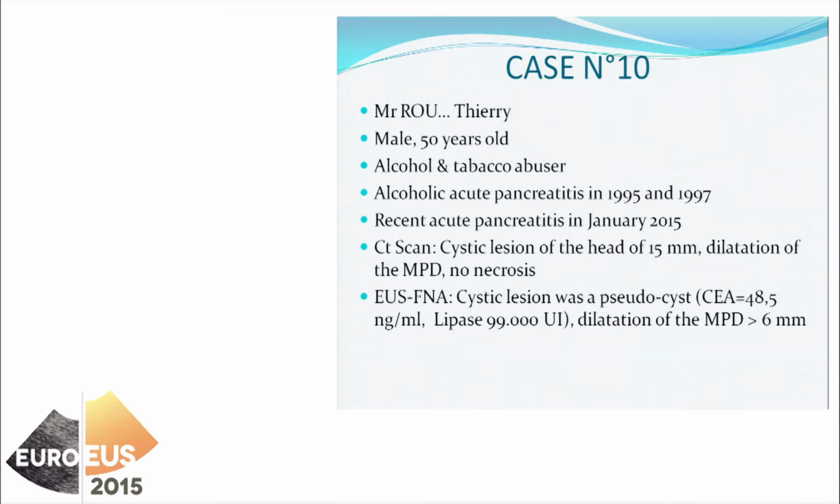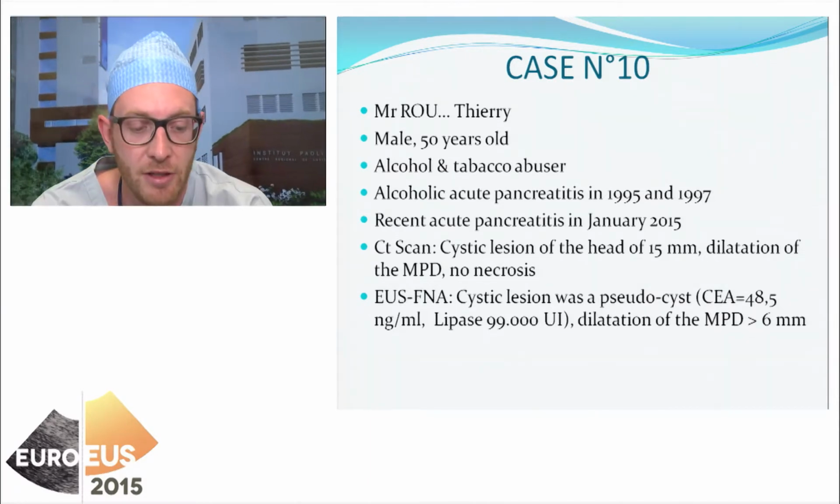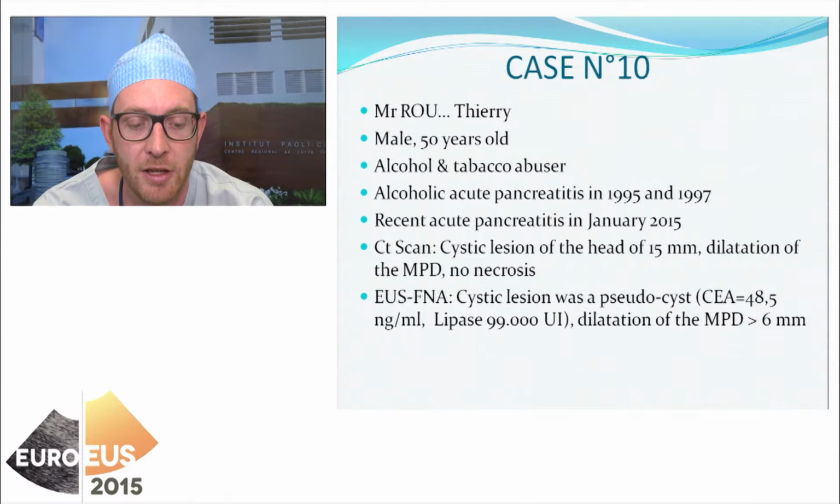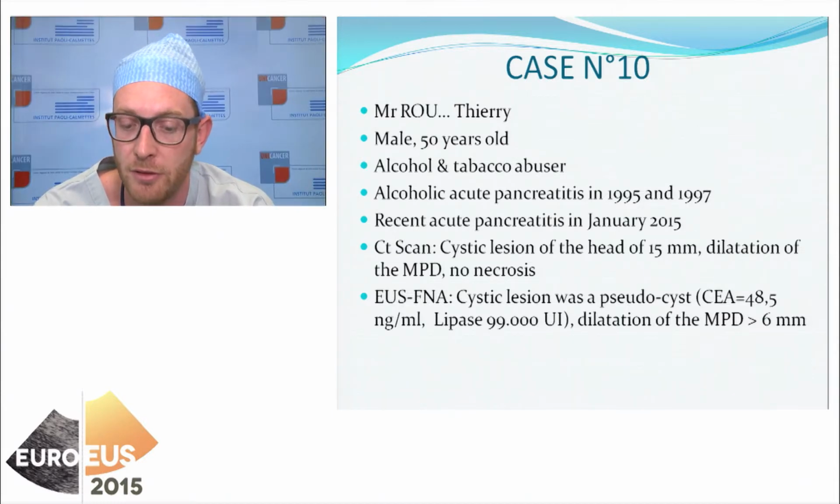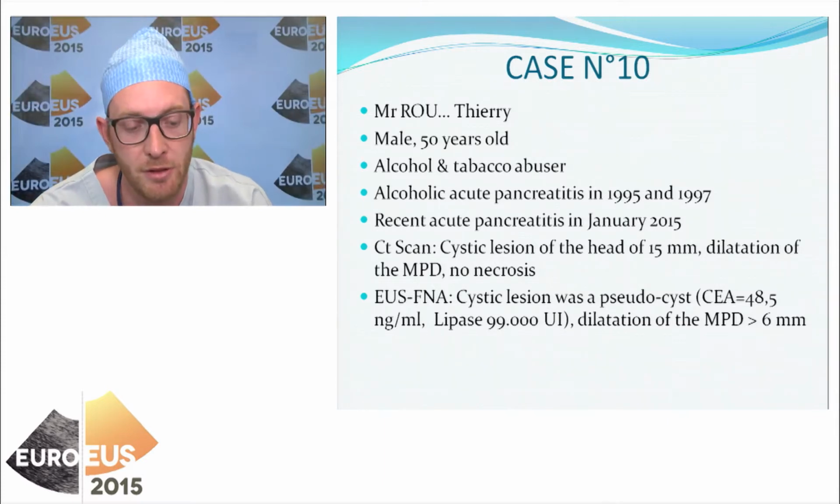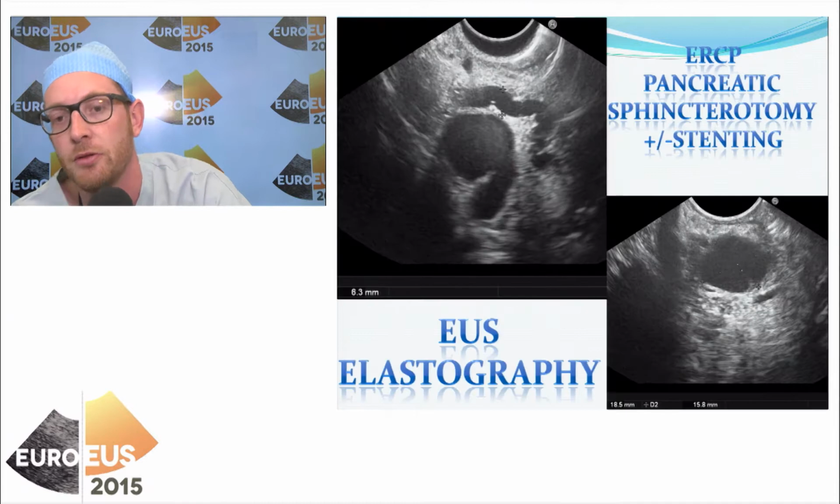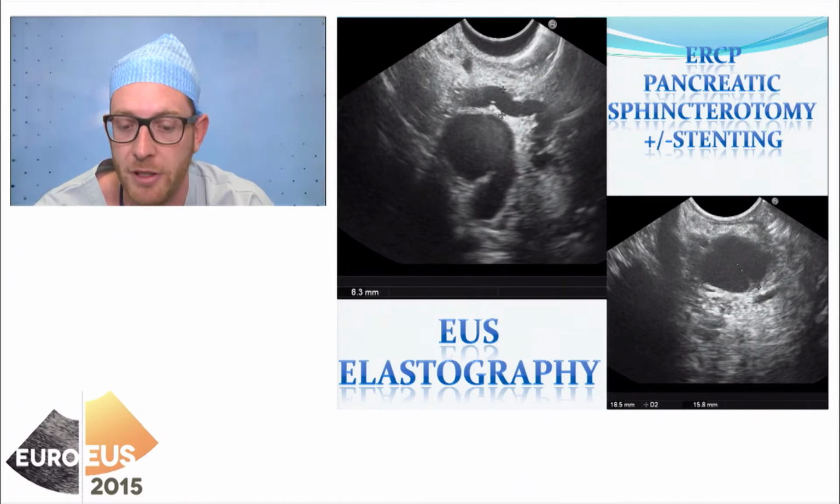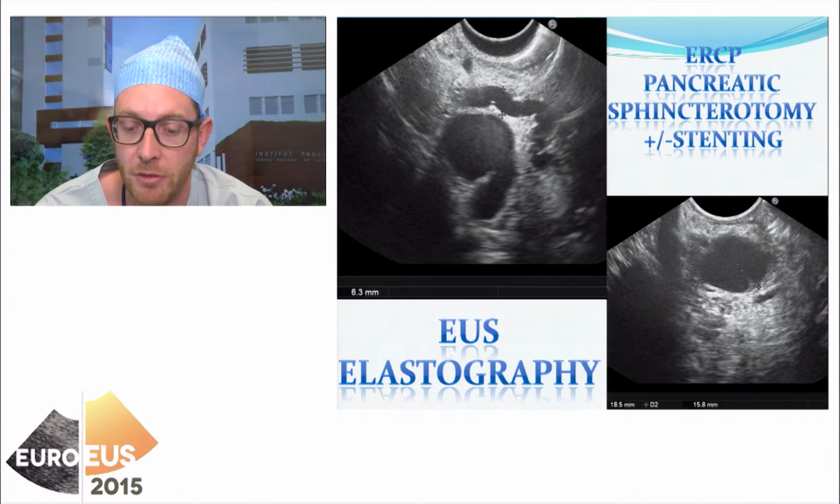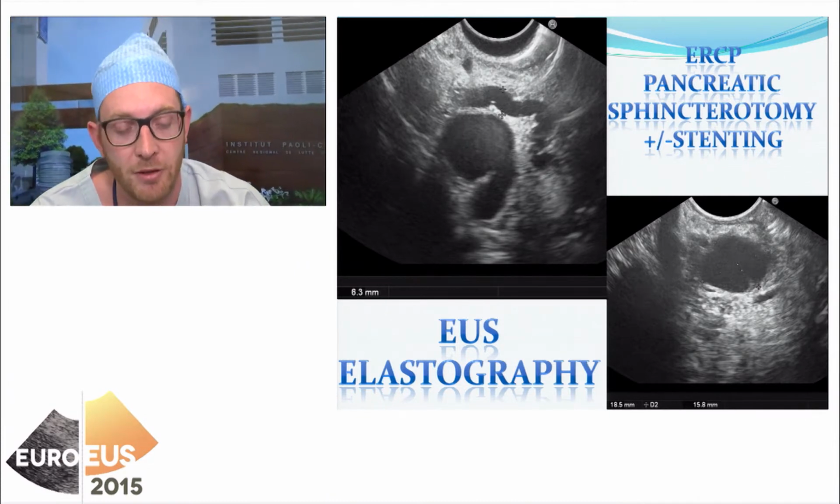EUS FNA confirms the presence of a pseudocyst with a CEA level of 48 nanogram per milliliter and lipase of 99,000. The MPD presents a dilatation of 6 millimeters. So we propose to investigate with an EUS elastography and to perform an ERCP with pancreatic sphincterotomy.